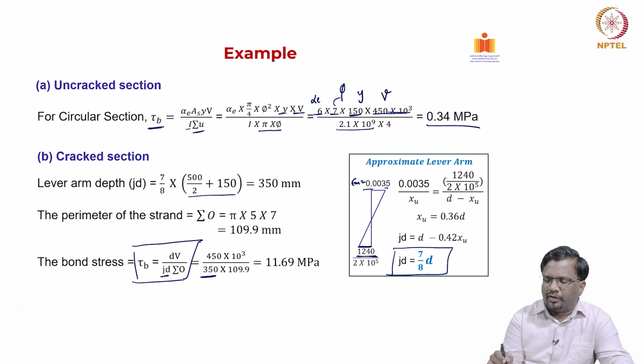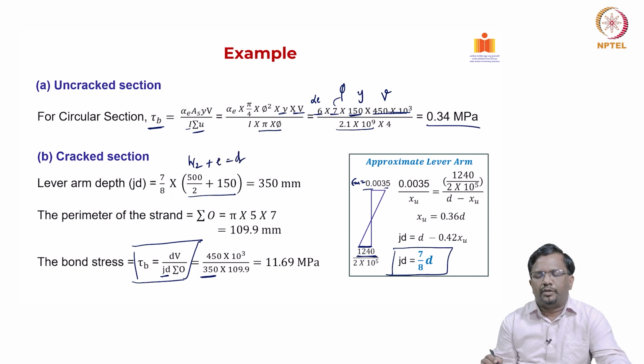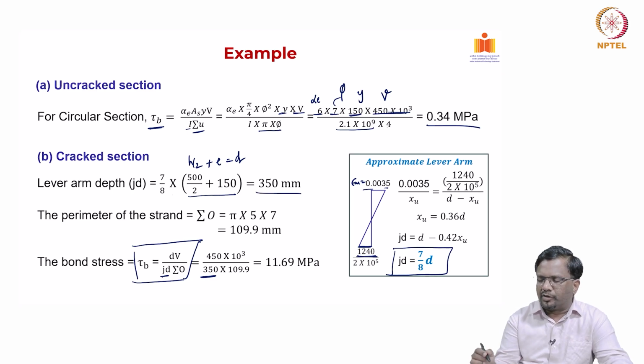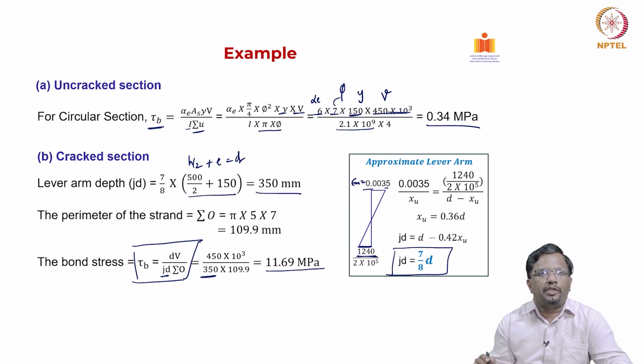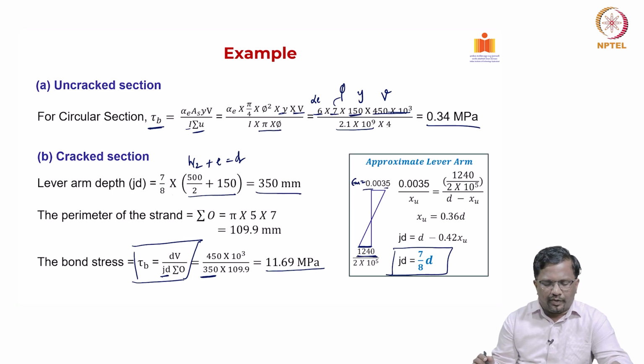So, how do we get this D? This is the overall depth h by 2 plus the eccentricity, which is nothing but your effective depth, right. So, h by 2 is 500 by 2 and eccentricity is 150. If you substitute 7/8, that works out to be 750 millimeter. Now, the shear 450 divided by 350 times the perimeter will give me the bond stress, which is very high, 11.69 megapascal. So, this is the way we calculate your bond stress.